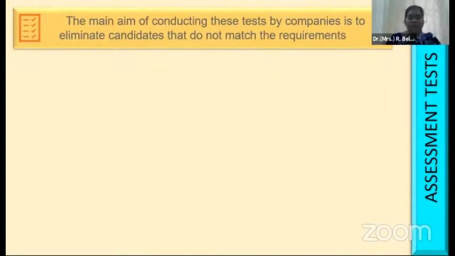Yes, if B.Com students are coming for an auditing test, obviously there'll be questions related to finance. Obviously, if you're not able to answer questions related to finance, then you'll be filtered and thrown out.